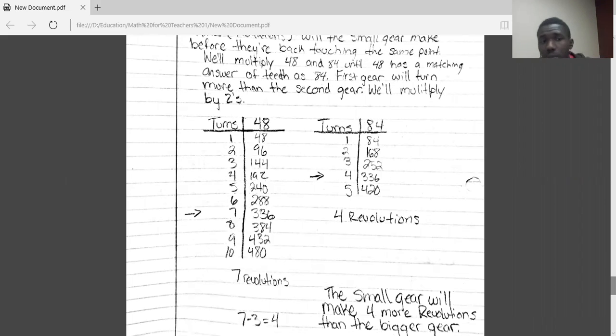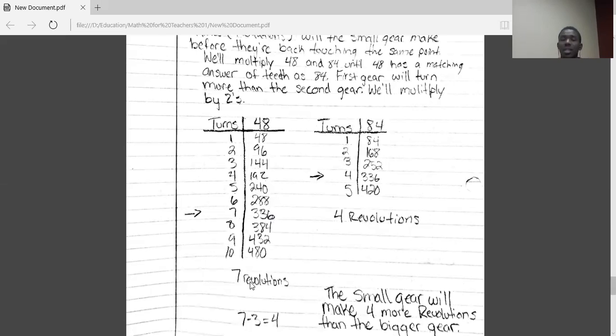So I did 1 through 10 for the smaller one, 1 through 5 for the big one. And you just want to find whichever number is the same, which the first number is the same. 336 are the same for both of these, okay? The big one turns 4 revolutions. The small one, which we wanted to know, turns 7 revolutions.